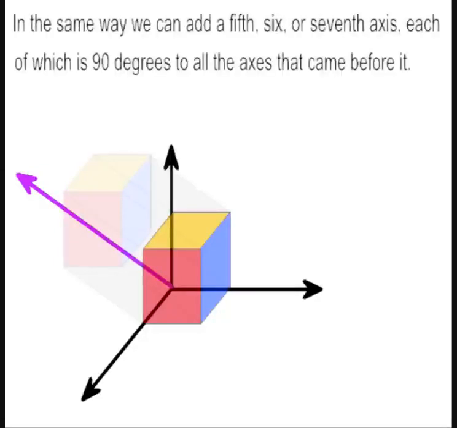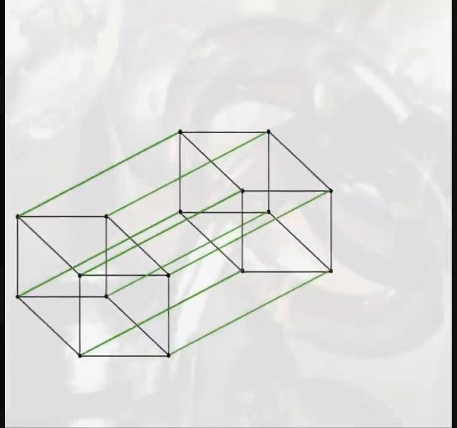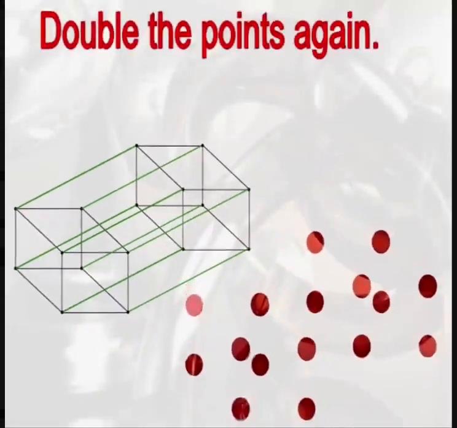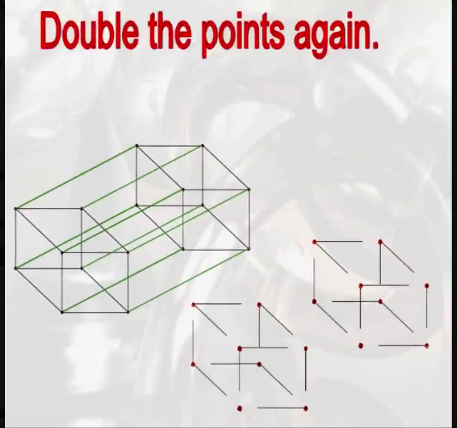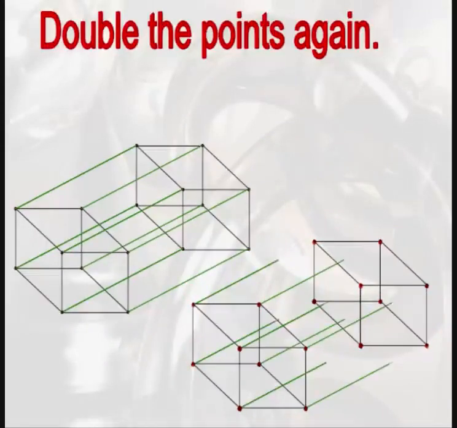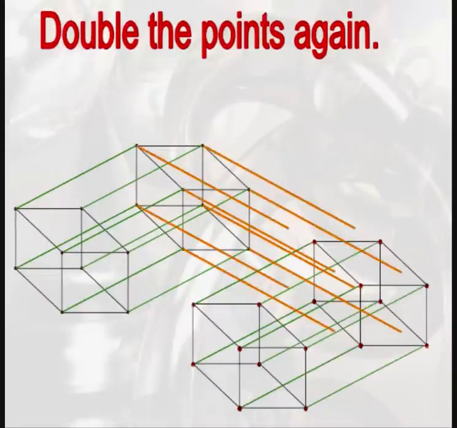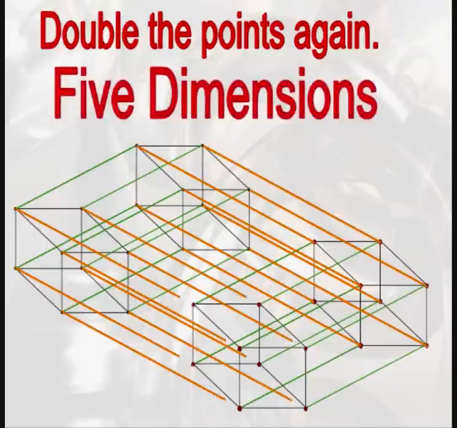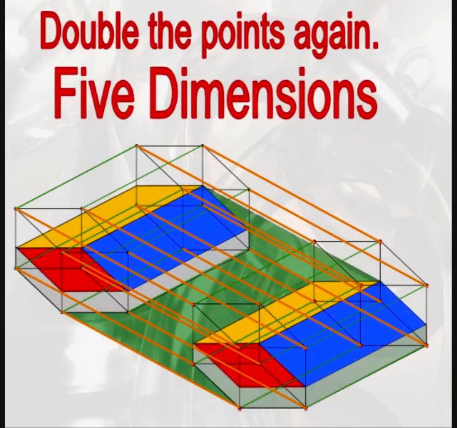In the same way, we can add a 5th, 6th, or 7th axis, each of which is 90 degrees to all the axes that came before it. Double the points again. And you have 5 dimensions.